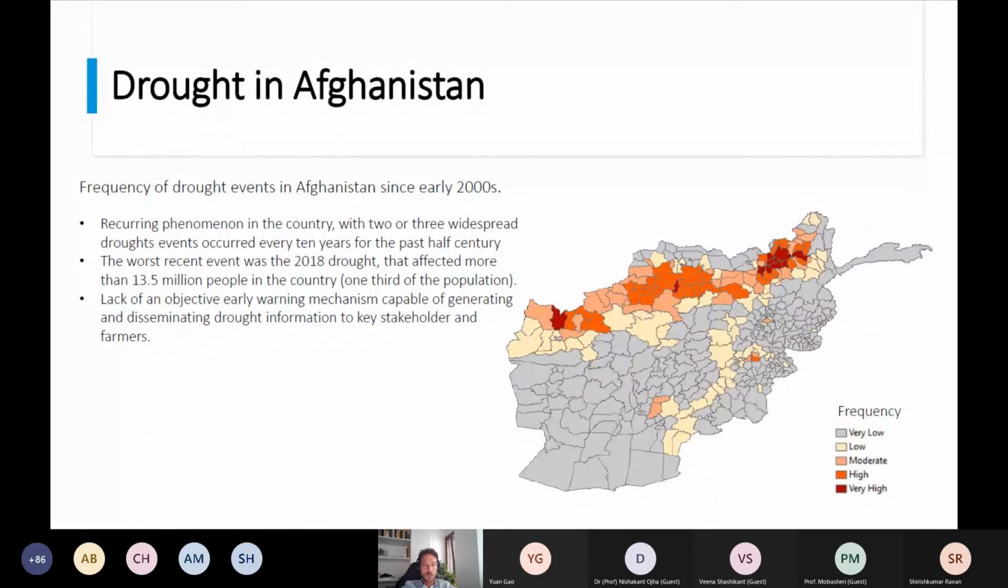And this is, of course, even more important because if we look at this map on the right of the slide, we see that the frequency of drought is higher in the northern part of the country. This northern part is also the portion of the country where rain-fed agriculture is most common. And of course, we all know that rain-fed agriculture tends to be more vulnerable to drought events as compared to irrigated agriculture. Next slide, please.